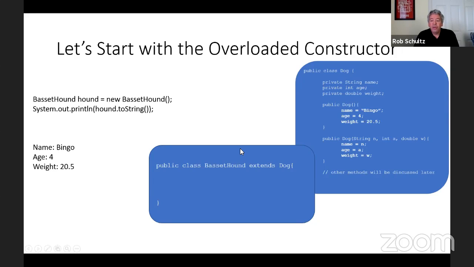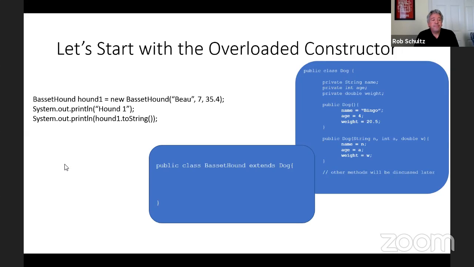And then when we call the toString method, which is down here with these other methods, it's going to display the state of the object. It's going to tell us that name is bingo, age is 4, and weight is 20.5. And we ran that yesterday. We know that that code works. Okay. So now we're going to expand on that a little bit.